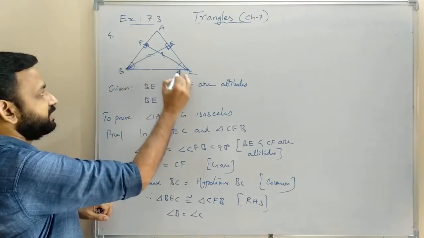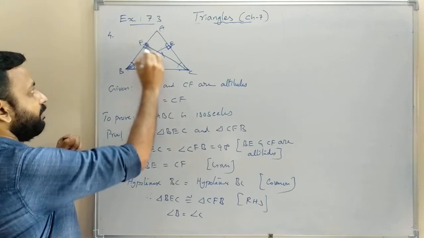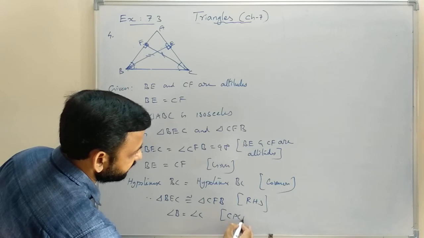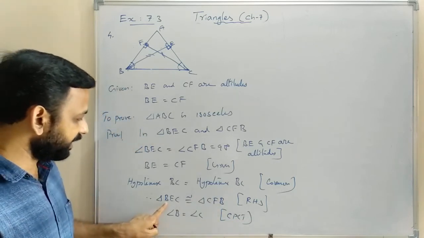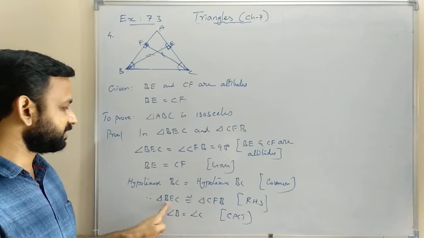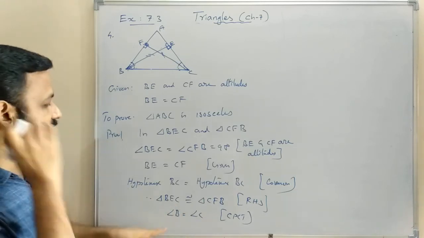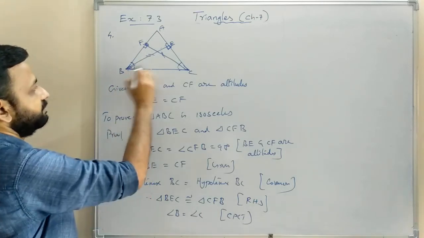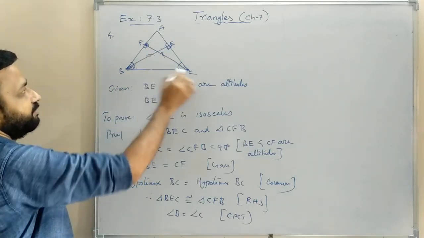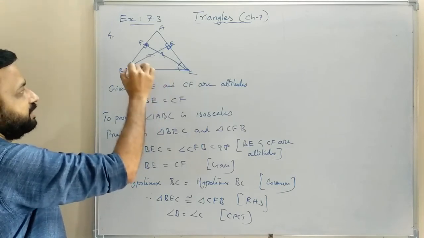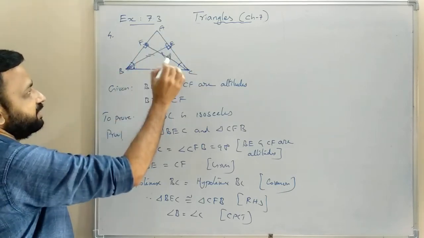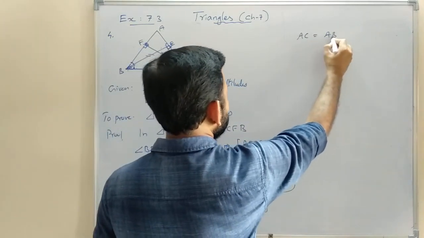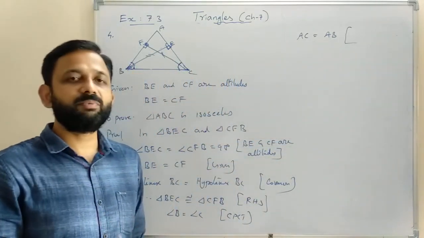Angle B and angle C are equal, because angle B of this triangle equal to angle C of this triangle. Reason, CPCT, because the two triangles are congruent, and here B and C are in the same place, first place, so they are corresponding angles, so they are equal, CPCT. And if angle B and angle C are equal, then sides opposite to them are equal. So side opposite to angle B, that is AC, equal to side opposite to angle C, that is AB. Therefore AC is equal to AB. Reason, sides opposite to equal angles.